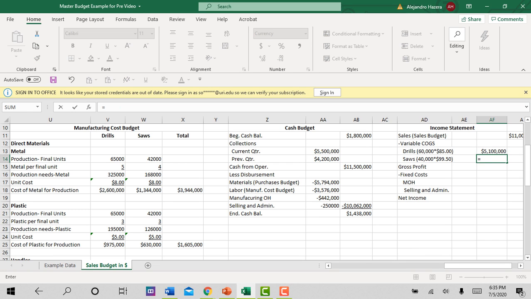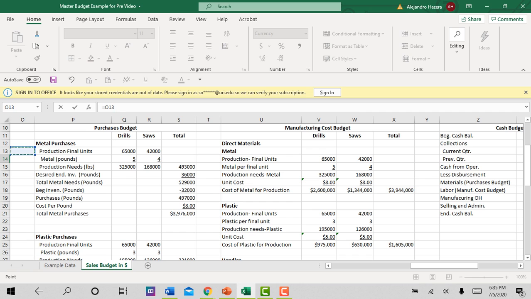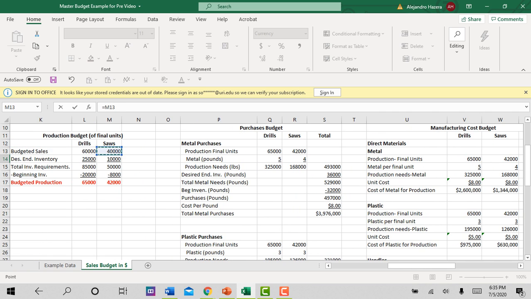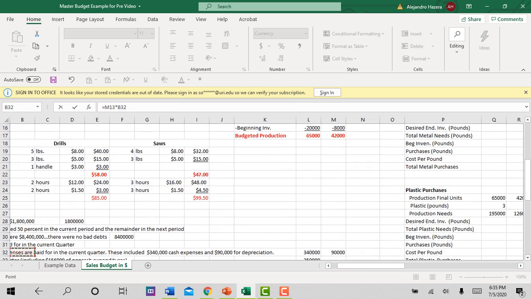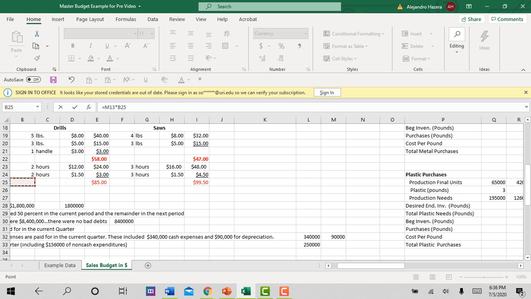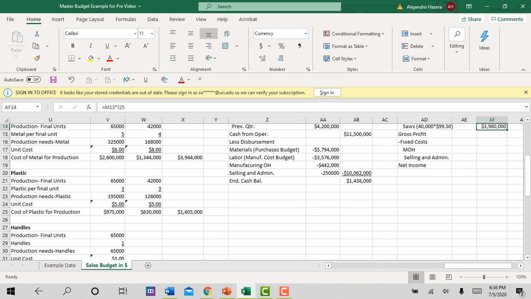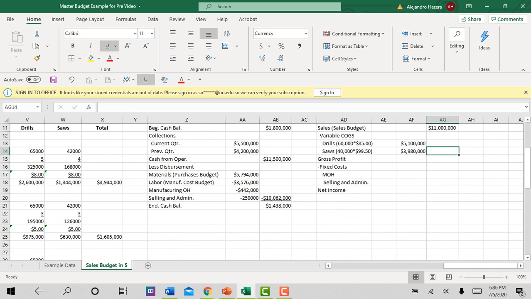Okay, and then the saws, we made 40,000, and then the variable costs that go into each are going to be from the really left-hand standard cost card we have over there. So we've got 40,000 saws. Budgeted sales are 40,000 saws times a variable cost per unit in these saws of $99.50. So that gives me $3,980. Our total, I'm going to put this in as a negative, because it is a negative.